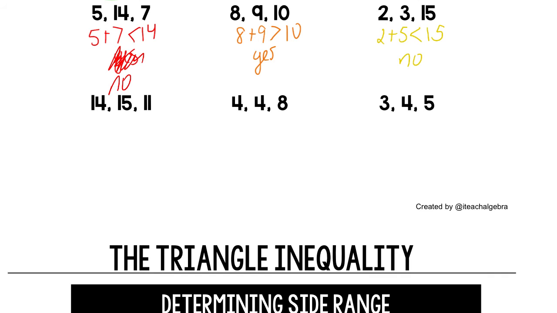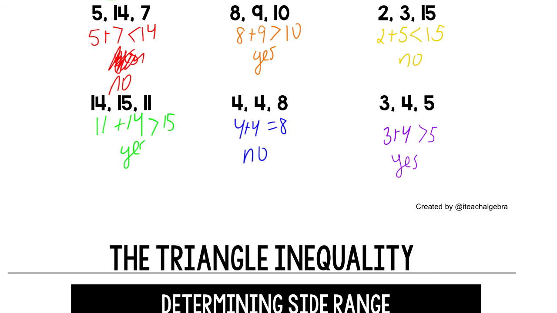Back on track. Got 11 plus 14 as our two shortest sides. So that's 25. And that's greater than 15. So yes, that's a triangle. We've got 4 plus 4, and that equals 8. Not greater than 8. So that one's no. Last one on this page. Got 3 plus 4 as our shortest sides, and that's 7, so that's greater than 5. So yes, that's definitely a triangle.